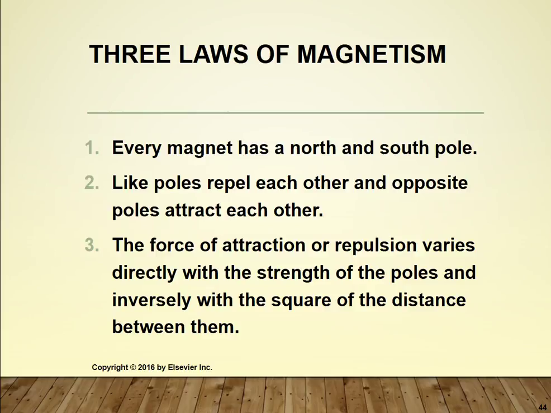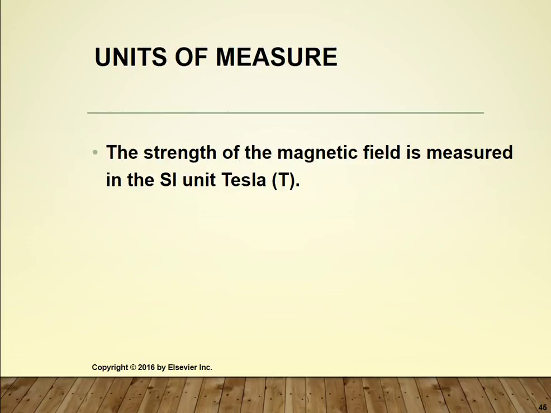So I'm saying basically the same thing, except the other was a magnetic field, and this is just three laws of magnetism. So just remember the definitions of them, okay? The unit of measure, or the strength of a magnetic field, is measured in Tesla, and that's the SI unit, and that was named for the American physicist Nikola Tesla.